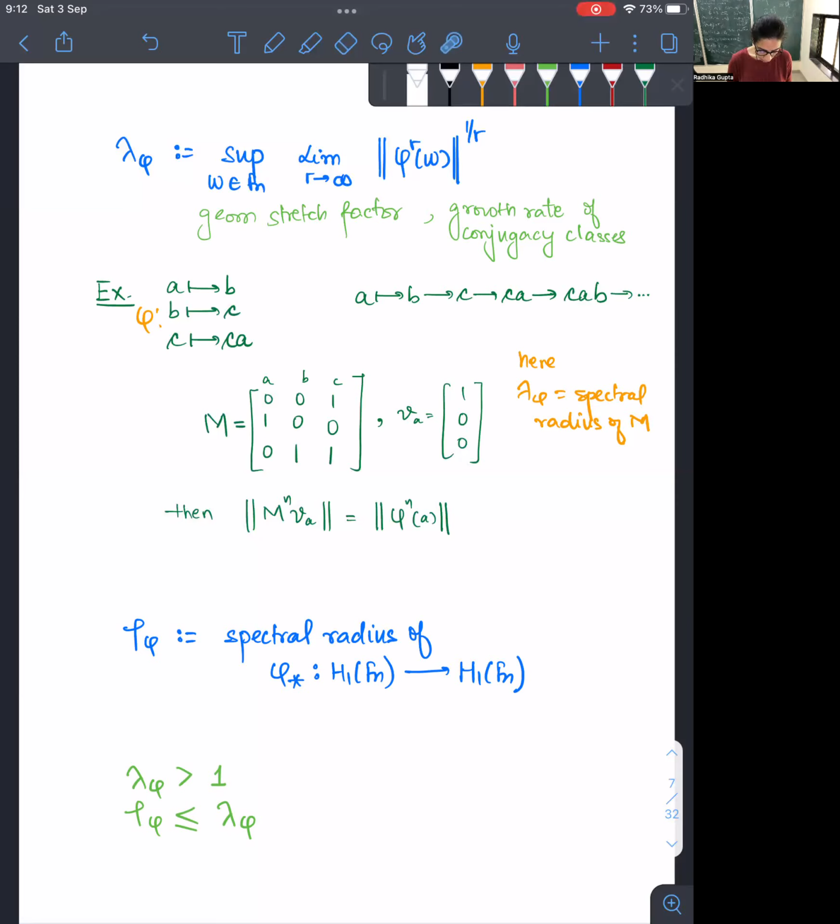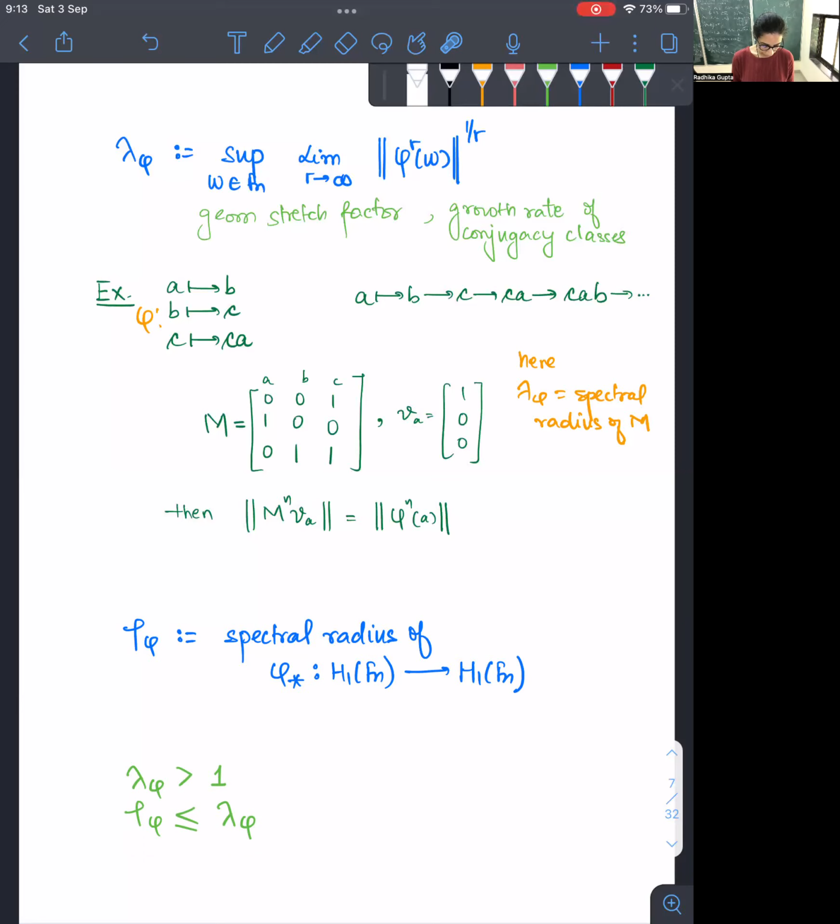So for fully reducible automorphisms, the geometric stretch factor is always strictly greater than 1. And in general, the homological stretch factor is always less than or equal to the stretch factor, which you can imagine because when we pass to homology, we're basically abelianizing. And when you abelianize, there might be cancellations happening. So we might be losing some information. We'll see an example in a little bit.